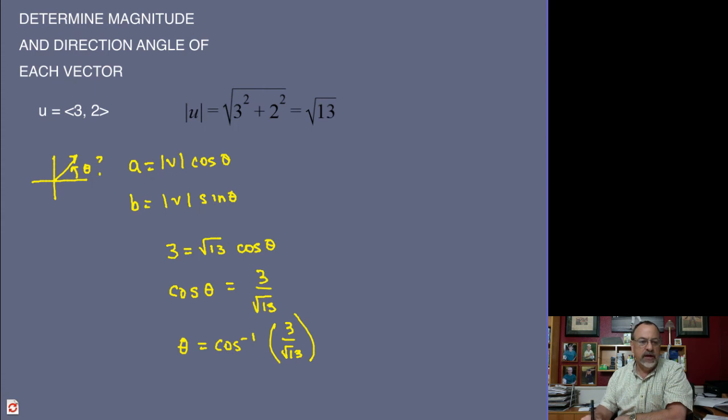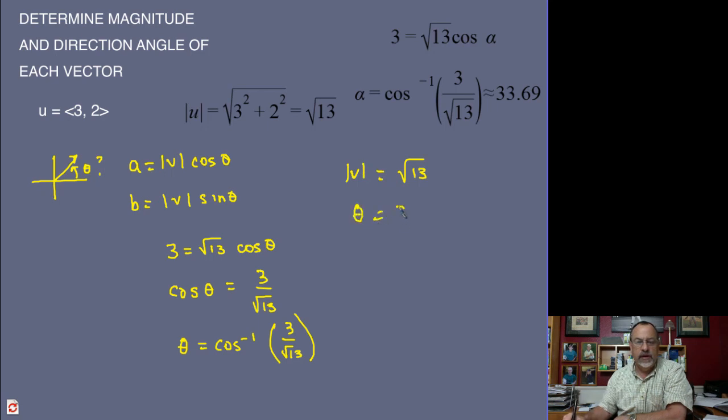Okay, so now that I've calculated all that, or that's the exact answer, to calculate that, I come up with an angle of about 33.69. So the magnitude of my vector then is the square root of 13. The magnitude would be the square root of 13, and then the direction angle would be about a 33.69 degree angle. So again, going up this way, this would be about 33.69, and the magnitude would be the square root of 13.